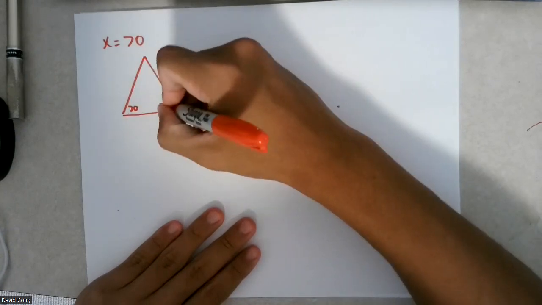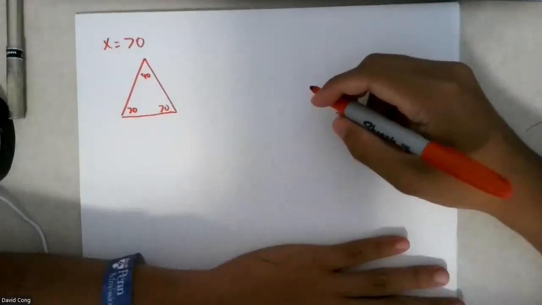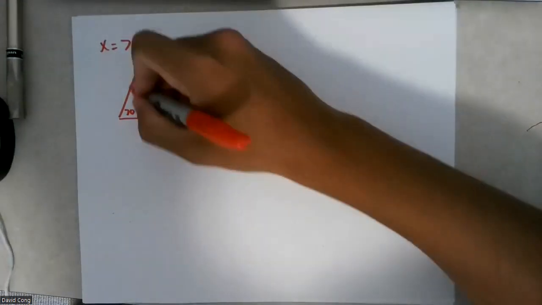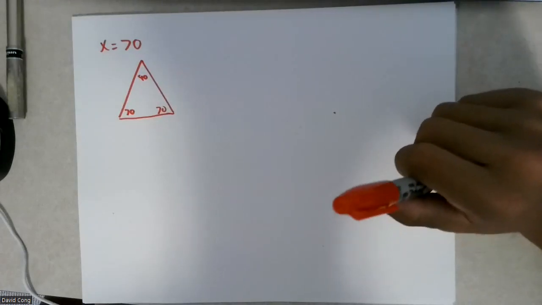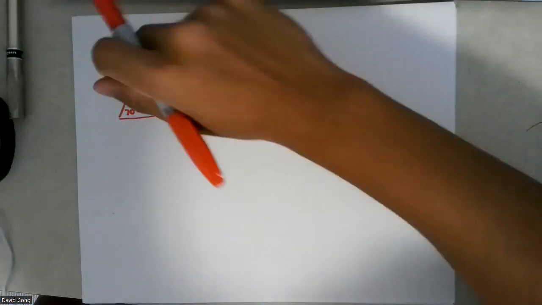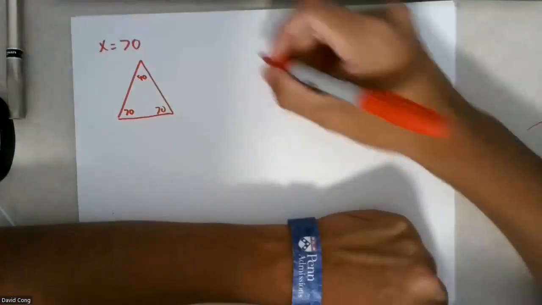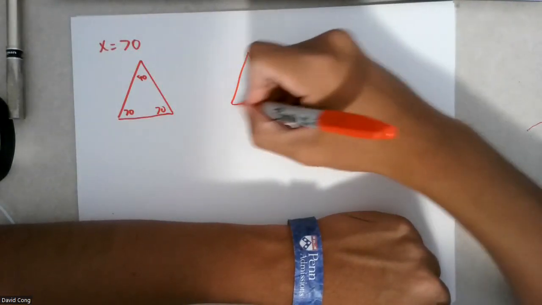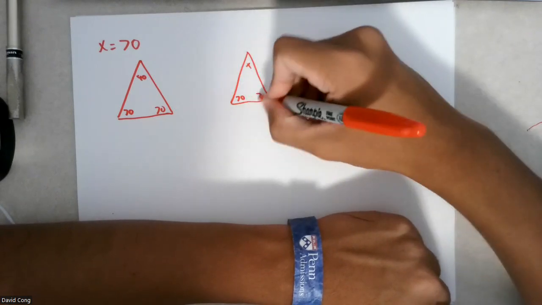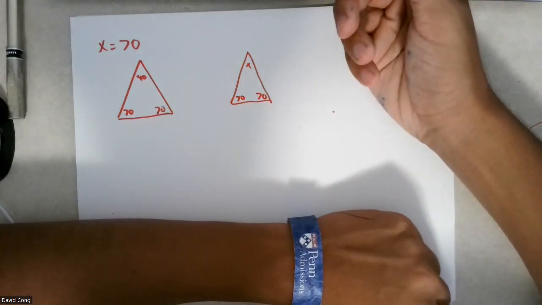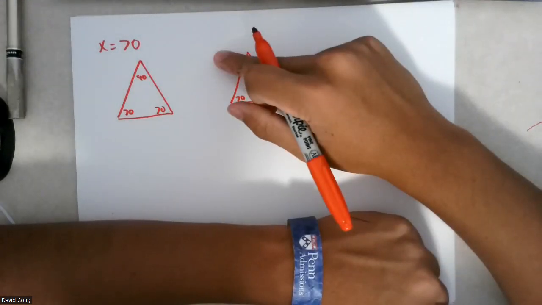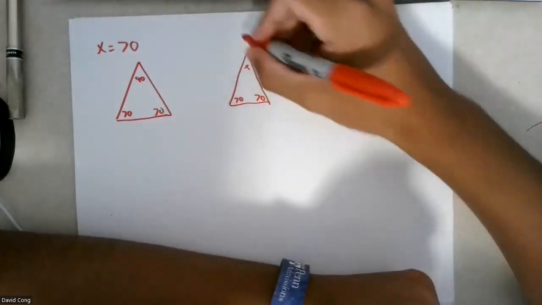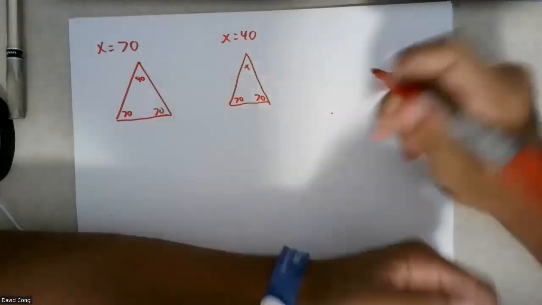We get 70, 70, 40. This is our isosceles triangle. Now let's think about it. Really what we're considering is what angle is at the top. This time we chose 40 to be at the top. Now let's choose x as the vertex: x, 70, 70. The sum of all the angles in a triangle must be 180. So what is x? x equals 40 here.